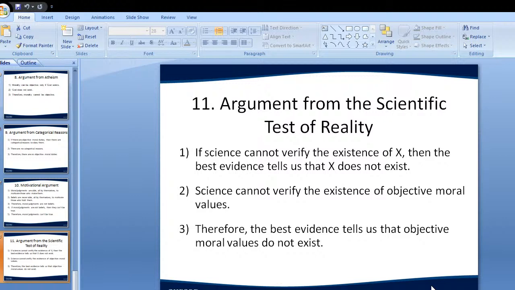Well, if science cannot verify the existence of X, then the best evidence tells us that X does not exist. Well, that doesn't follow. It begs the question that science is the epistemic foundation, right? Empirical science is the epistemic foundation for everything and asserting the existence, and that the buck actually stops there. How do I know that? Well, think about this. What is science?